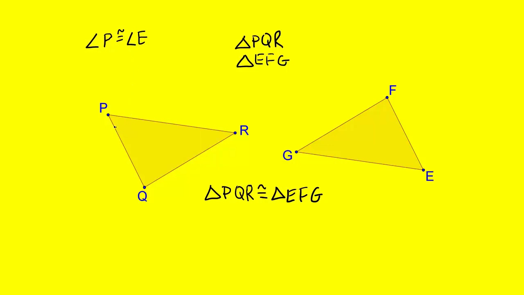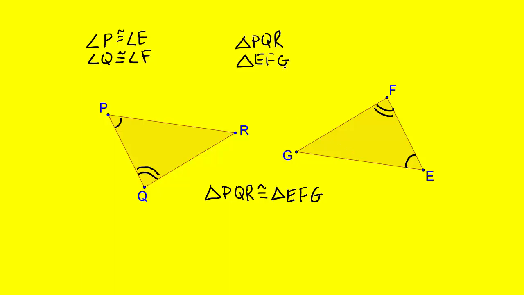I can say angle P, well, this angle is congruent to angle E. So I have one arc on each side. If I look at the second letter, well, angle Q, that one is going to match up with angle F. So I know those two angles correspond, and since they correspond, they're congruent to each other. So I can say angle Q is congruent to angle F.